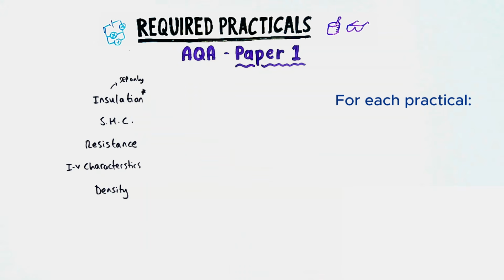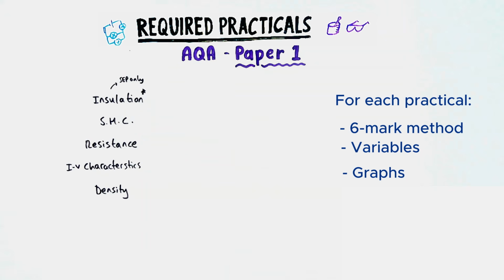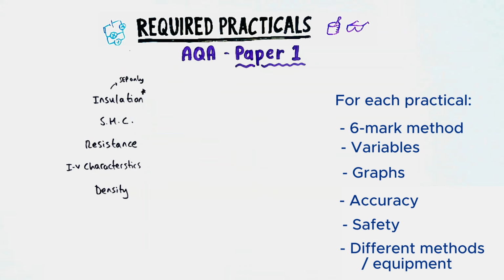For each of these practicals, we're going to talk through a 6-mark method that will be perfect for a 6-mark answer. We're going to talk through the independent, dependent and control variables, any graphs you could be expected to draw, the accuracy or how it can be improved for different practicals, and also things like safety and what if there was some slightly different equipment or different method to what you've revised. And the first one we're going to start with is specific heat capacity.